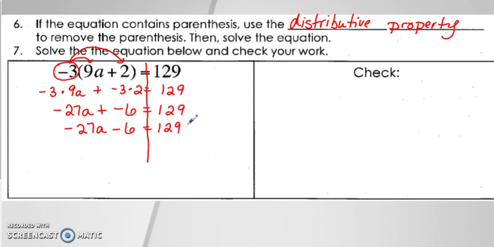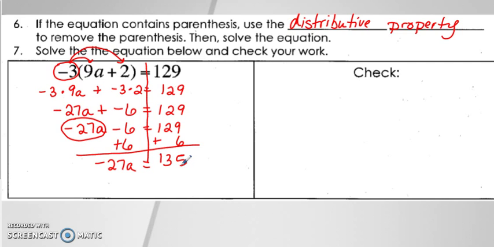I'm going to circle my term that has the variable. I can't do anything with that until that is all alone. I need to remove the minus 6, and the inverse of that is positive 6. I end up with negative 27a is equal to 135.